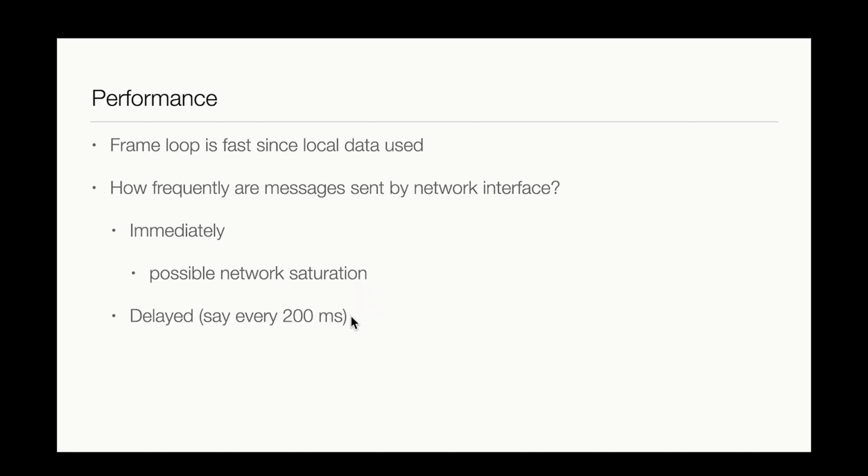You might choose to send a message, instead of sending it immediately, you might choose to delay sending the message, right? So instead of sending it hundreds of times per second, you're going to send it, say, 5 times per second, right? So every 200 milliseconds, you're going to update the server on a new position. So you end up with better network performance, right? You're sending fewer messages.